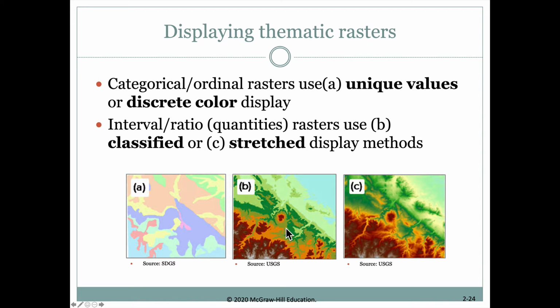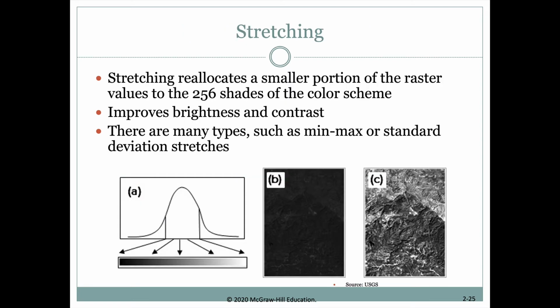One would be to first break it into classes or categories so that, for example, all data between a certain elevation would get this yellow color associated here. Or we can stretch out the data, so we kind of interpolate from yellow to the red here, and we assign a slightly different color to each individual elevation as we move up this mountain range here. That would be an example of a stretched image.